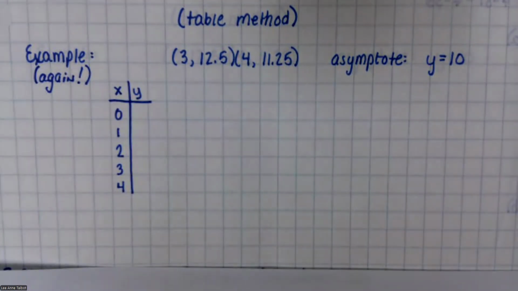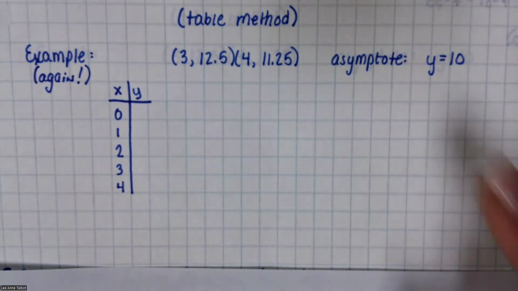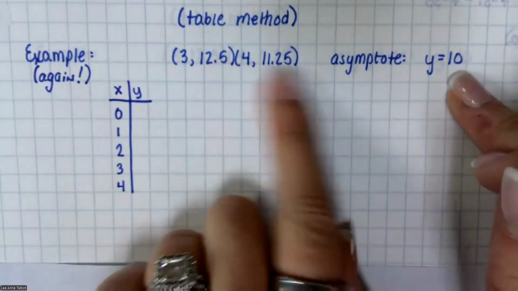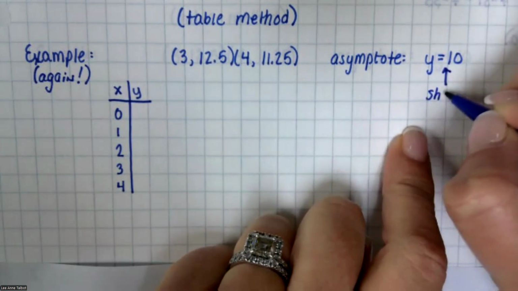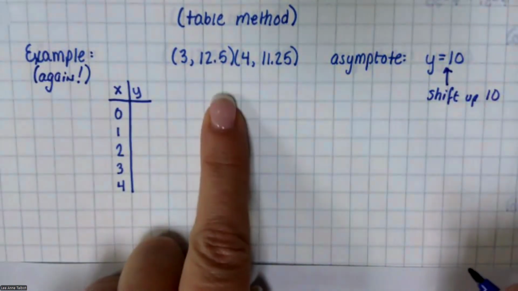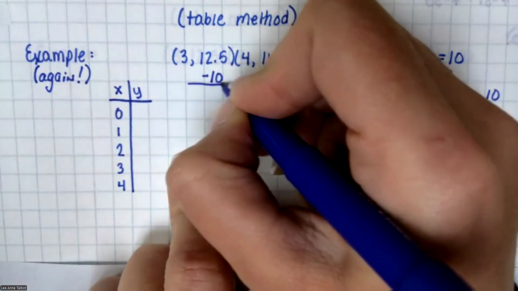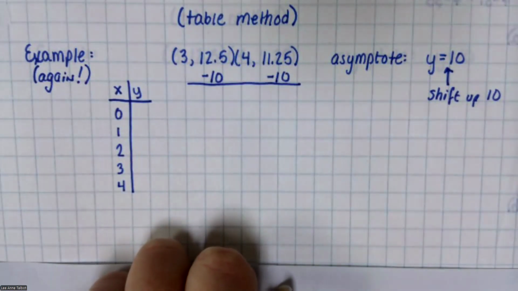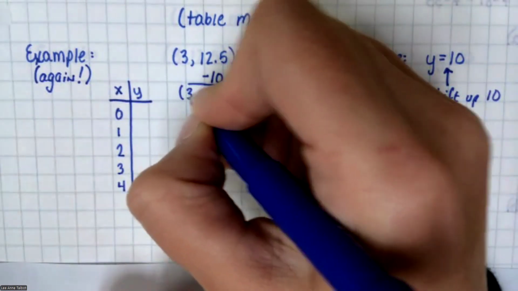Same example again. When you have an asymptote that's not 0, what you need to do is undo the asymptote to both coordinates. So what I suggest is put yourself a little note here that says shift up 10. And what I'm going to do is undo that by shifting both of these down 10. That should not freak you out because when we did the system method, we subtracted 10 from both sides immediately. So we're just subtracting 10 from both sides.